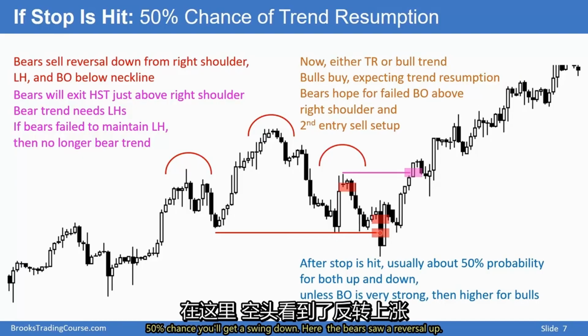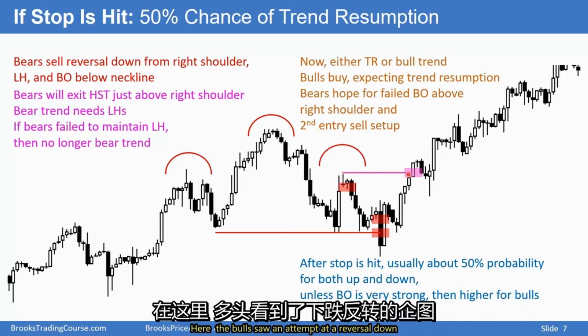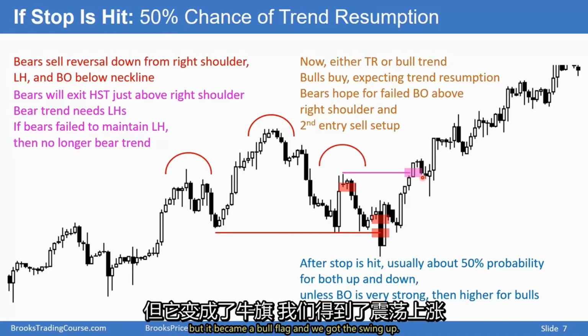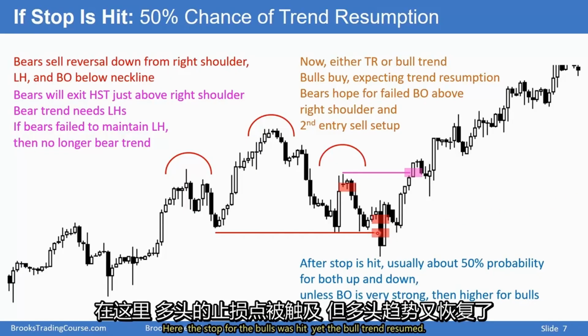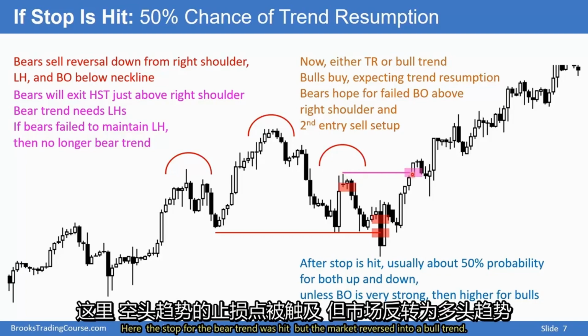Here, the bears saw a reversal up. Here, the bulls saw an attempt at a reversal down, but it became a bull flag and we got the swing up. Opposite things happened here. Here, the stop for the bulls was hit, yet the bull trend resumed. Here, the stop for the bear trend was hit, but the market reversed into a bull trend.